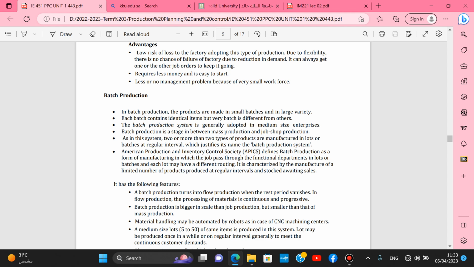Okay, so products in one batch are identical or similar, but we have many batches. Each batch is different from the other. The batch production system is generally adopted in medium-sized enterprises, and batch production is a stage in between job production and mass production.